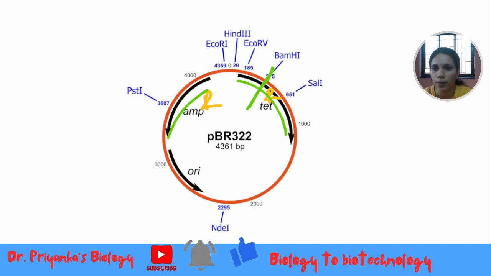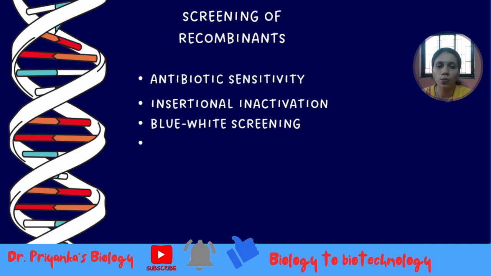So one of them is the insertional inactivation, as we have discussed. Then we have something called the antibiotic sensitivity. So far whatever we have discussed about the activity of the antibiotics or the antibiotic resistance gene present within the vector or the plasmid, that is what we were talking about, the antibiotic sensitivity. That was the first method. The second method is the insertional inactivation.